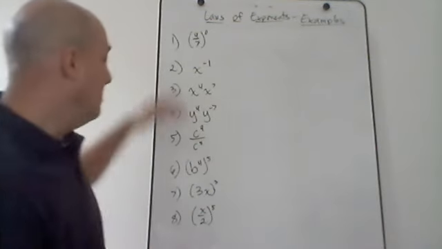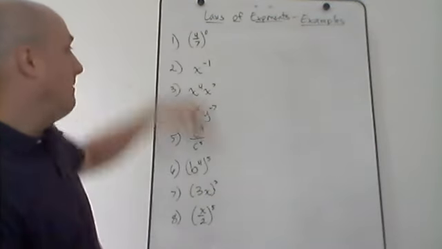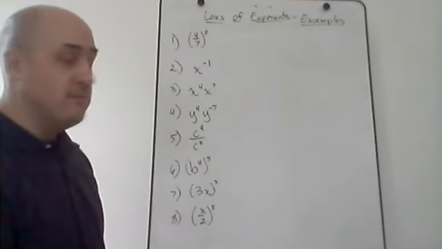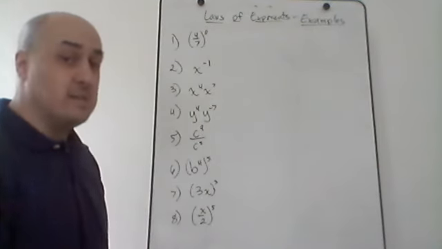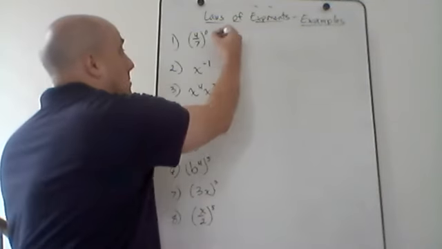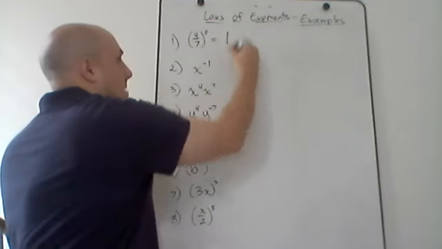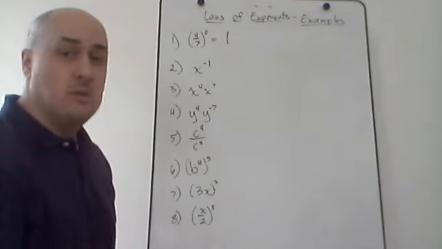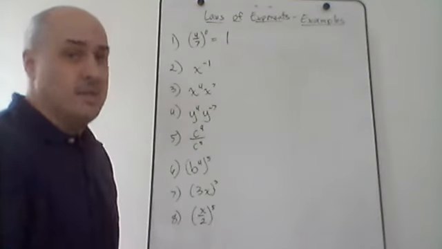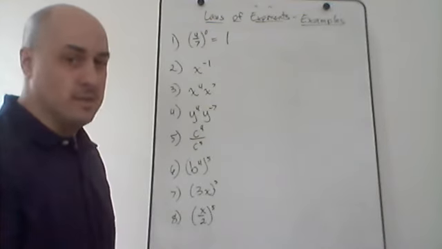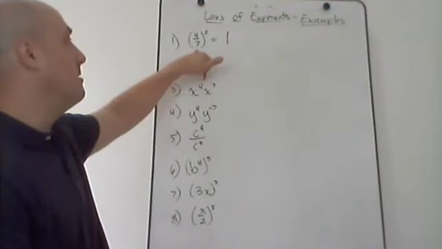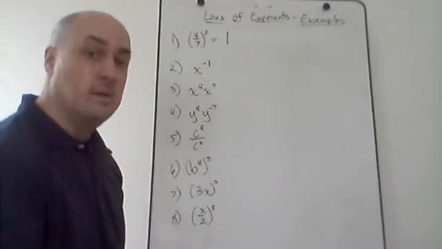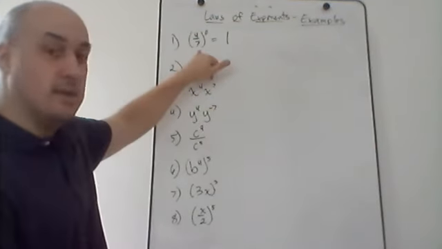Alright, so the first one here, I have 4/7 in parentheses raised to the 0 power. If you recall the laws of exponents, anything raised to the 0 power equals 1, with one exception. The exception is 0 raised to the 0 power. 0 to the 0 power is just undefined. It doesn't really equal anything. It doesn't make any sense. But any other base besides 0 raised to the 0 power is going to equal 1. It doesn't matter what that base is, as long as it's not a 0.